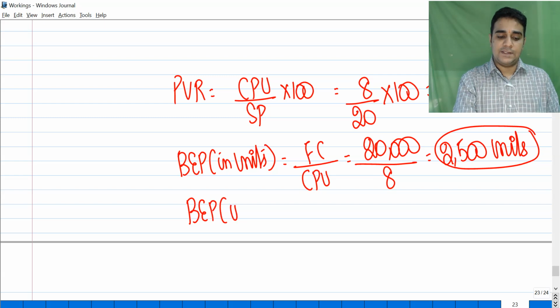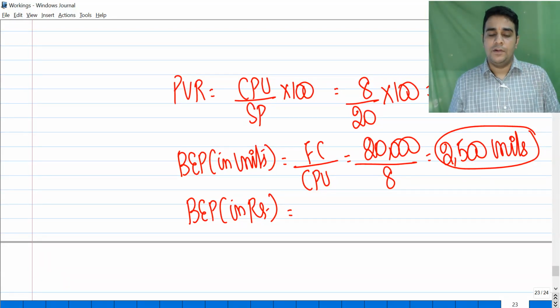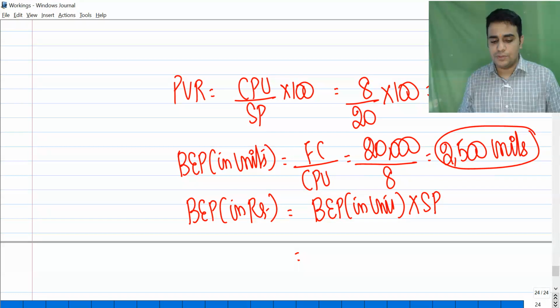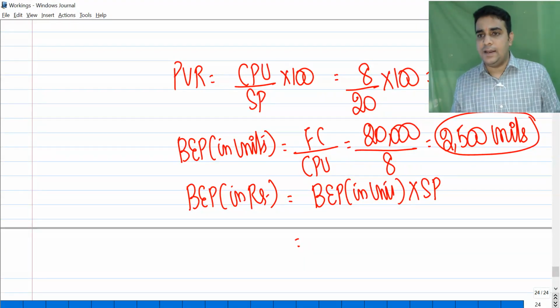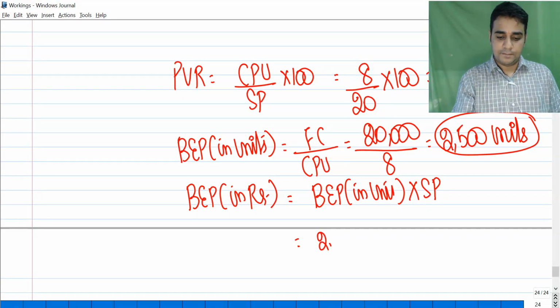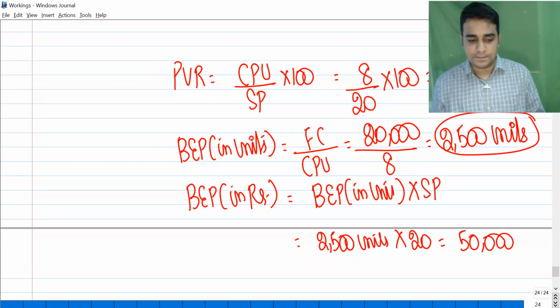Then BEP in rupees, which is BEP in units into selling price. I'm just doing this question just to revise what you could have done at CA Inter. BEP in units into selling price. 50,000 rupees.